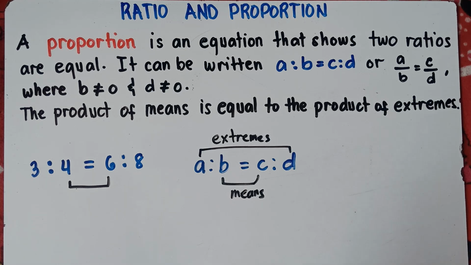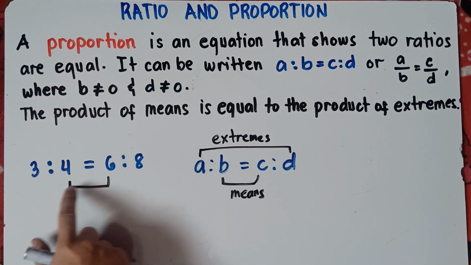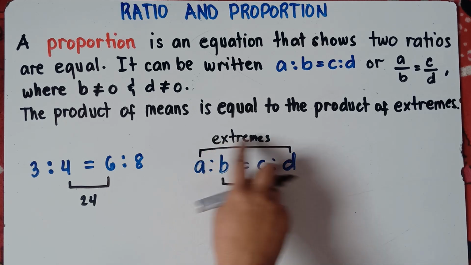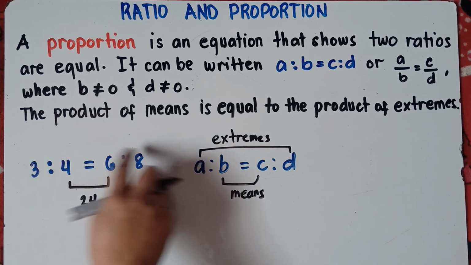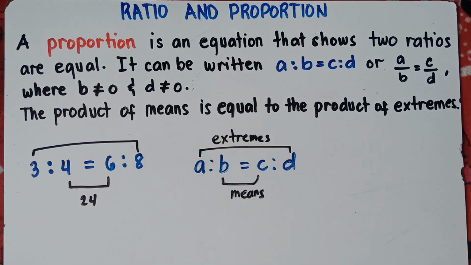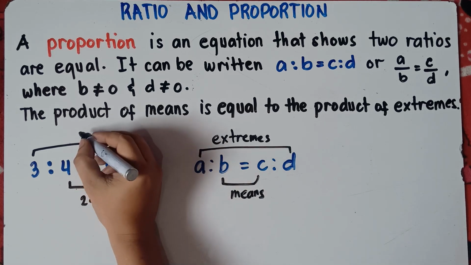Once again, the product of the means. Therefore, we need to multiply 4 times 6, that is 24. Then you multiply the extremes, A and D. So 3 and 8, these are the extremes. So 3 times 8. Once again, 3 and 8, those are extremes. So 3 times 8 is 24.